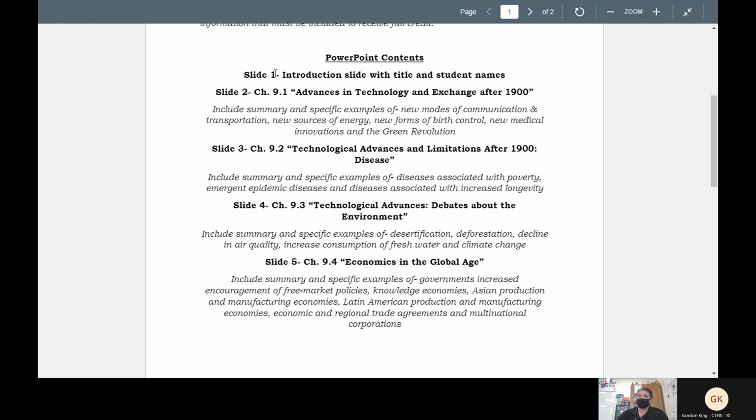Slide 1, this is required. I need an introduction slide with the title, Globalization Project, and all of your names. If it's just you, it's just 1 name. If it's anybody else in your group, add those names as well. If you leave a name off, that person's not going to get credit for whatever they did. Okay, it'll be like they did nothing at all. So this is a really important slide. That way I know who I'm assigning the grades to.